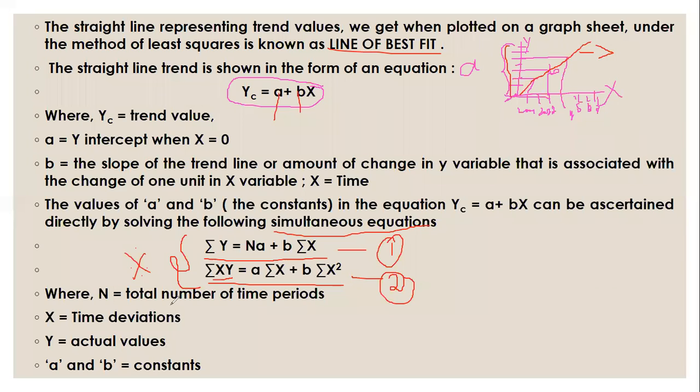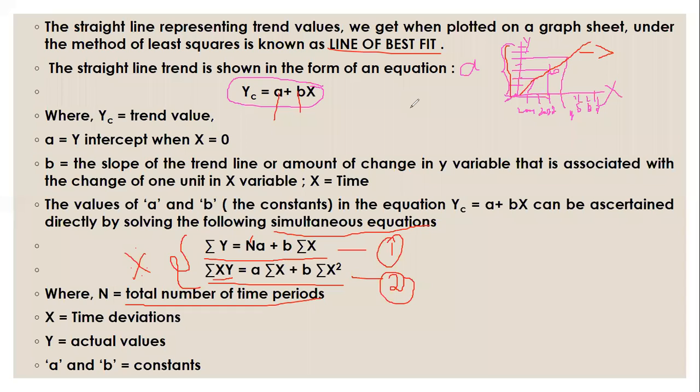So we have capital N. What is capital N? Total number of time periods. For how many years are we calculating? For how many months are we calculating? Or what are the number of times that we are calculating? All that will be considered for the total number of periods.